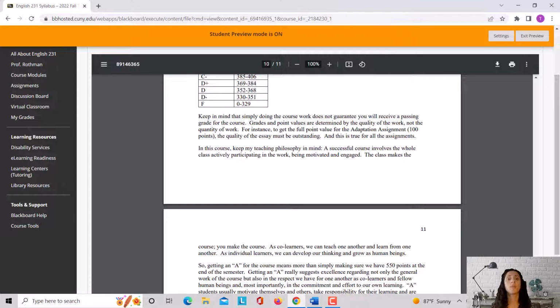Also keep in mind that simply doing the coursework does not guarantee you'll receive a passing grade for the course. Grades and point values are determined by the quality of the work, not the quantity. For instance, to get the full point value for the adaptation assignment, which is worth 100 points, the quality of the essay must be outstanding. And this is true for all assignments.